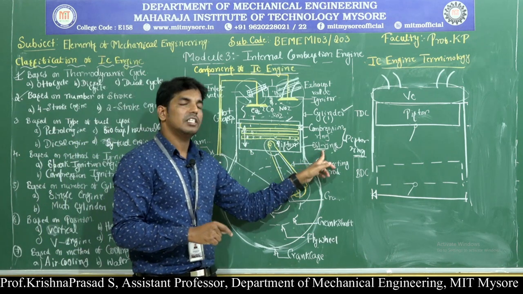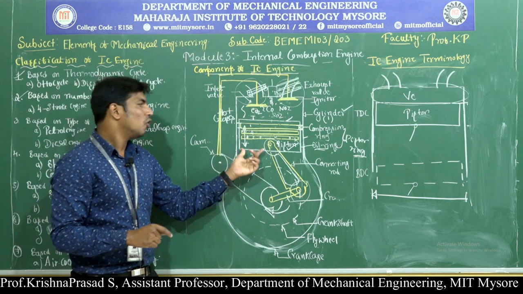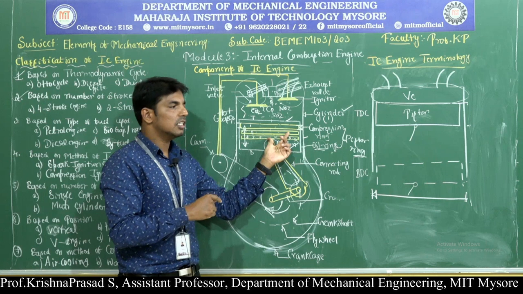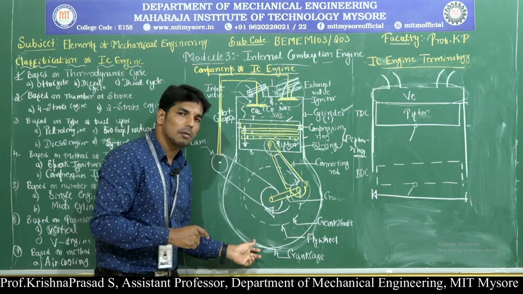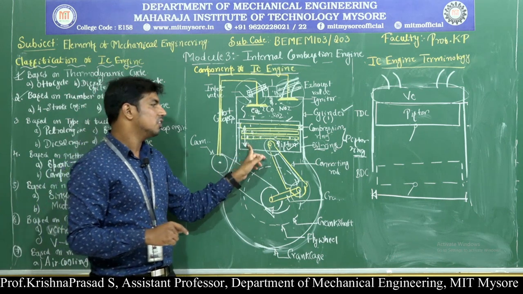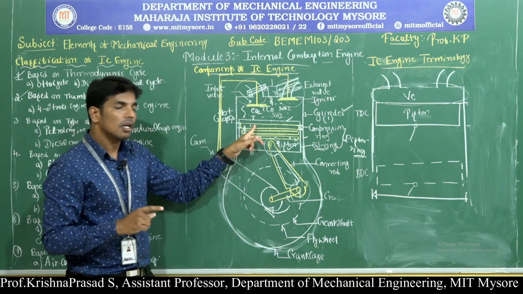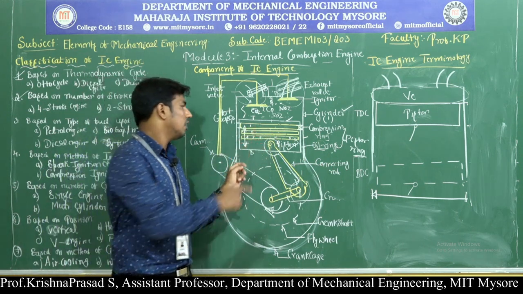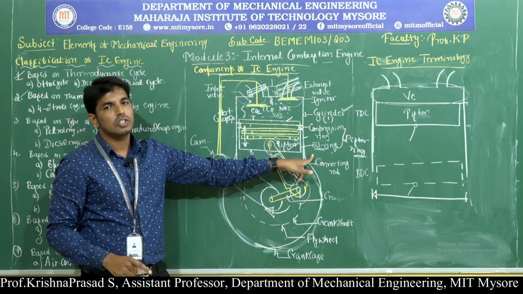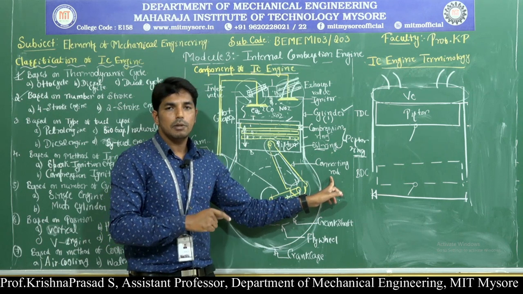The second one is called the oil ring. The oil ring absorbs the excess oil from the various parts of the engine and sends it back to the oil sump through oil holes provided in the oil ring. So this is regarding the piston ring. There are three different rings. In that, the first two rings are called the compression ring and the third one is called the oil ring.